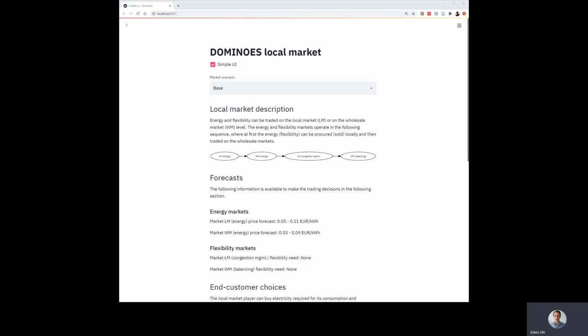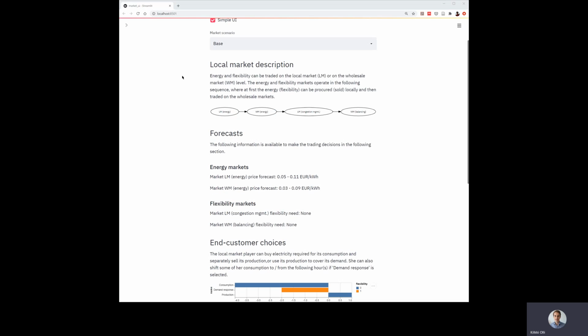First, we have this simple scenario with a simple user interface to make these end customer decisions. It first has this description of the available markets. So we have the local market for energy, then the wholesale market for energy, then following in the sequence we have flexibility markets. So for the local case we have congestion management, and then for the wholesale level there is, for example, balancing reserves.